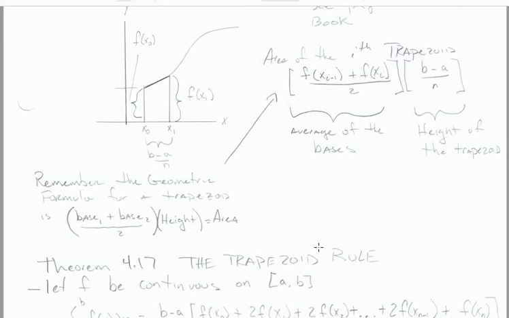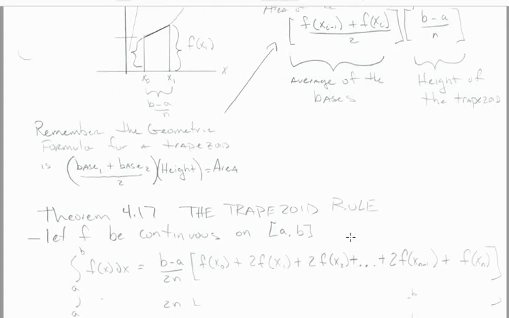When we set this up, we have the area of the ith trapezoid. The formula for that is f of x sub i minus 1 plus f of x sub i, divided by 2, multiplied by the change in x, which is b minus a over n. And n is like when we did rectangles. n is the number of iterations we're going to do, or the number of trapezoids we're going to take in this case.